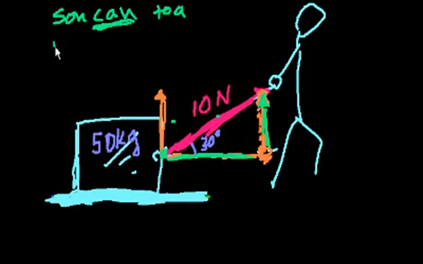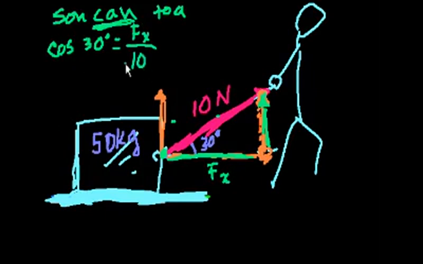So that tells us that the cosine of 30 degrees is equal to the adjacent side. So let's say that's the force in the x direction. That's the adjacent side, force sub x, over the hypotenuse, over 10. We can multiply both sides by 10, and you get the force in the x direction is equal to 10 cosine of 30 degrees. And let's figure out what that is. Well, if you know your 30, 60, 90 triangles, you could figure it out. It's actually square root of 3 over 2, cosine of 30 degrees.